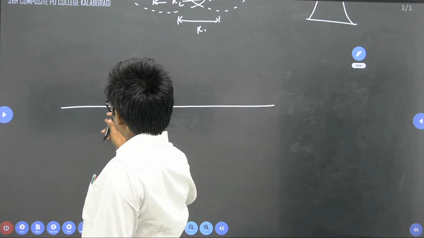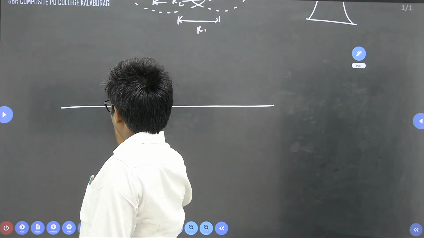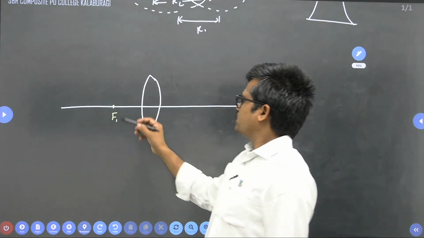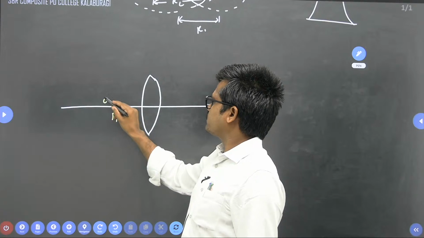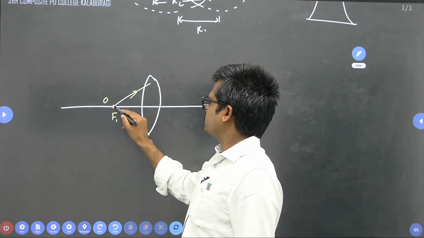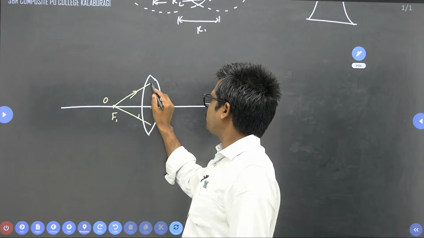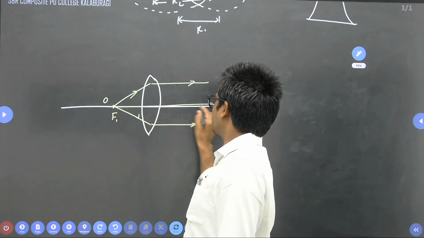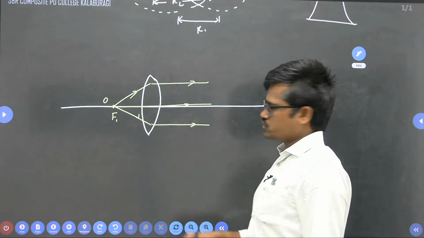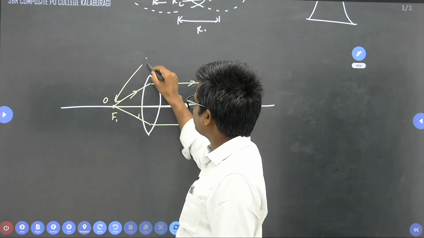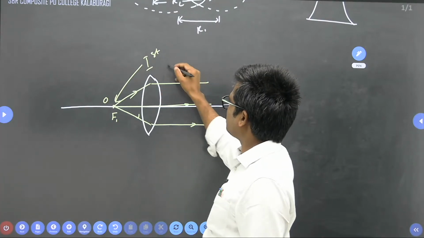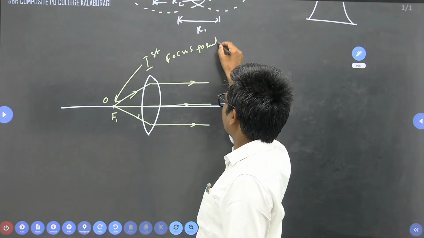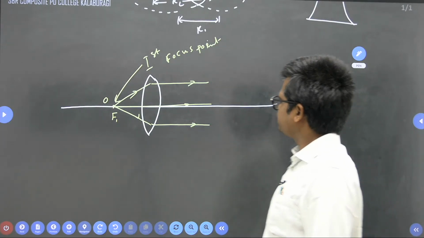If there is one point on the principal axis, say F1, and we keep an object here, the rays going from it, after refraction, become parallel, like the ray going here. They become parallel. So this is called the first principal focus, also called the first focus point.